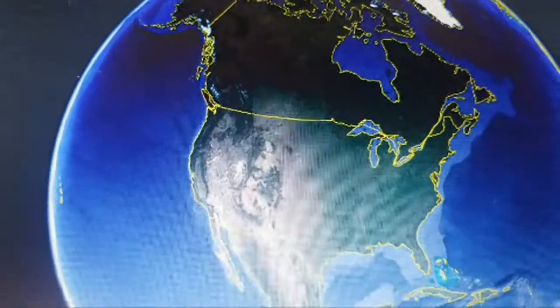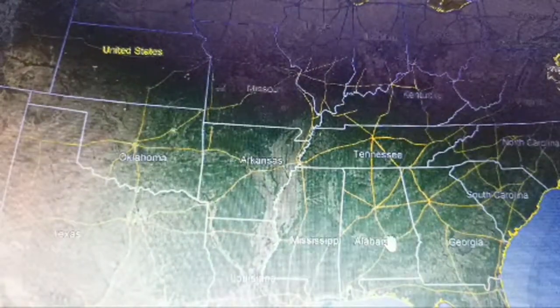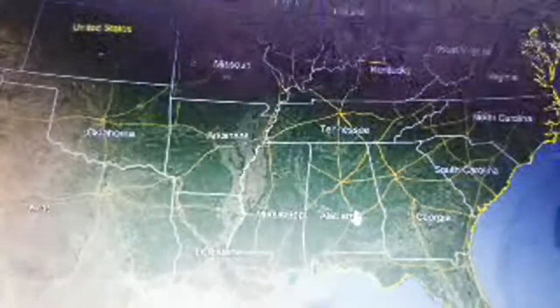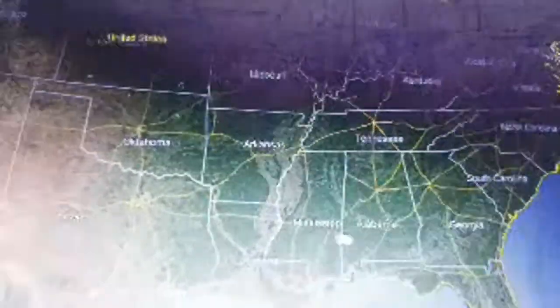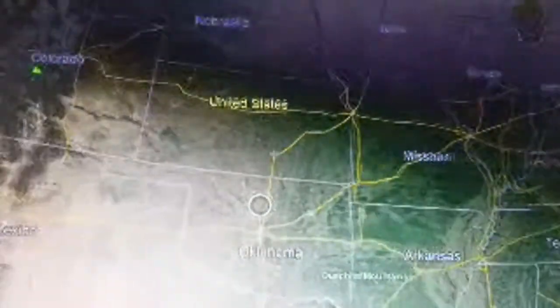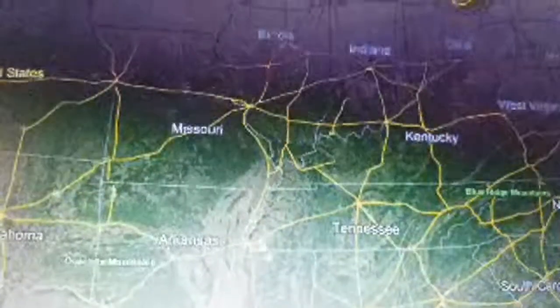There's the United States of America. Here it is. You have people from the South, and they're going westward. They're going to places such as Oklahoma, Kansas, Nebraska, Colorado. Many people are going westward.